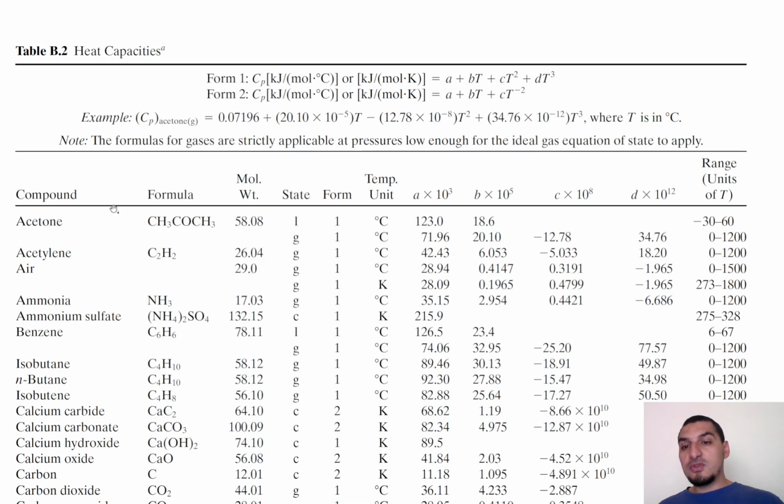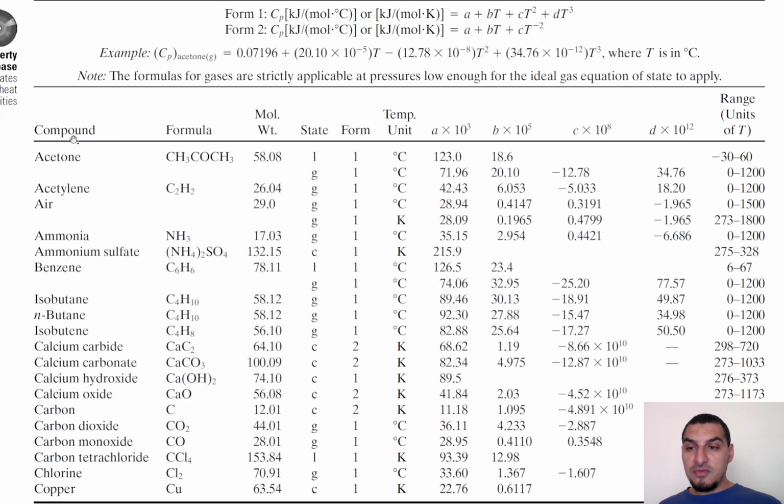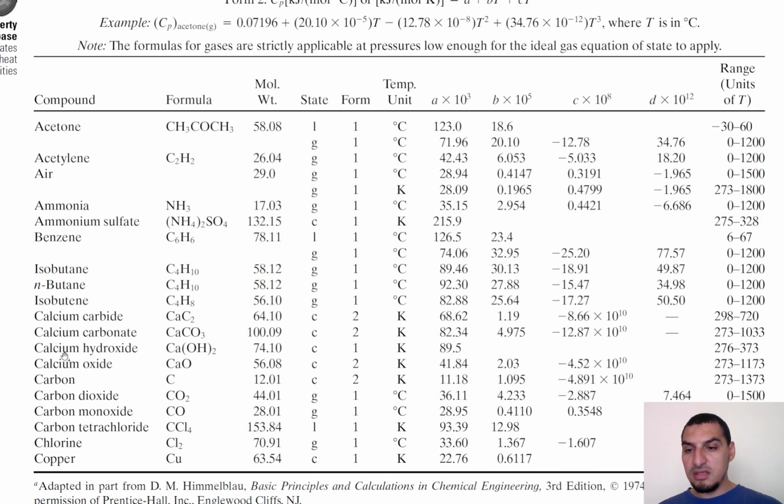Okay. So now when we look at the table, you would see here that the first column is the compound. You have acetone, acetylene, air, and so on. And it's clear that the compounds that we have here are arranged alphabetically by name. So we have A, B, C, and so on. So it makes it easy for you to look for what you are looking for. Now for the second column, it's the formula. This is the chemical formula of the compound. Then we have the molecular weight. These are very simple, straightforward things.